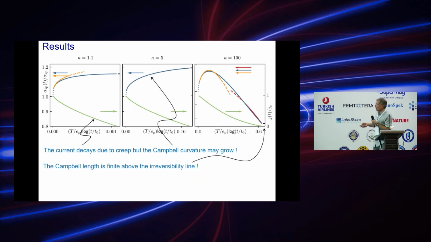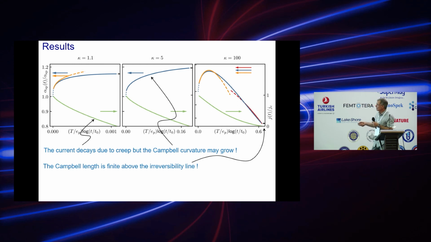And there are two remarkable features. One is that current decreases, and that's natural: due to creep the current decreases. That's what we call the effect of creep, that everything relaxes towards equilibrium where there is no pinning. But the Campbell curvature actually first grows and only later goes down. So curvature grows, which tells you that it looks like pinning gets stronger because your potential becomes more and more sharp at the bottom. So how come that happens?